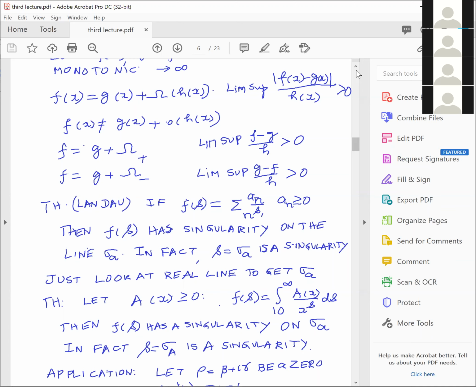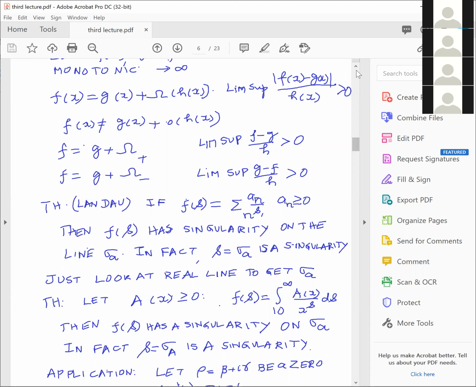Landau proved that suppose you have a Dirichlet series f of s equal to summation an by n power s, where the coefficients are non-negative, that's an extra condition that you need, coefficients are non-negative, then f of s has a singularity on the line sigma a. On the line of convergence, it has a singularity. And in fact, much more you can say. You take the line of convergence and it intersects with the real line, then you get a point. Therefore, the point which is on the real line in the line of convergence, that point itself will be a singularity. Okay. How does it help us?